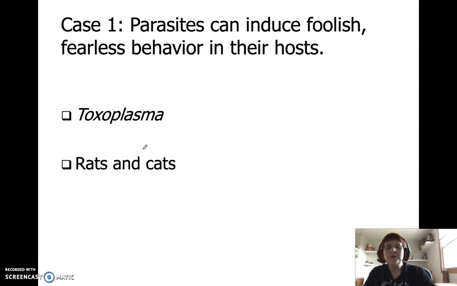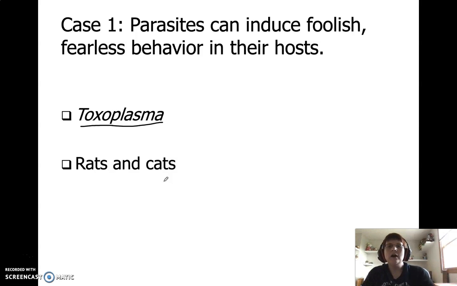So this one is always amusing. Some parasites can actually get their hosts to do some really odd things. The parasite here is this one, Toxoplasma, and it causes toxoplasmosis. It is a parasite that is transferred back and forth between rats and cats. It can be transferred to humans.